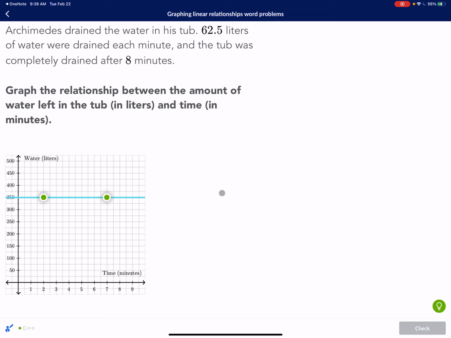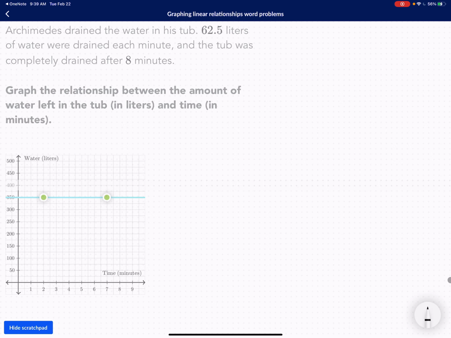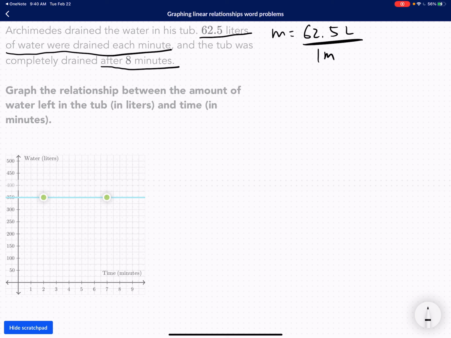Let's try this one, okay? So Archimedes drained the water in his tub. So 62.5 liters of water were drained each minute. So that's my m, or my slope, 62.5 liters over 1 minute. And then the tub was completely drained after 8 minutes. So at 8 minutes, remember x is my time here. So in x minutes, or 8 minutes, the water in liters was 0. There was no more left.